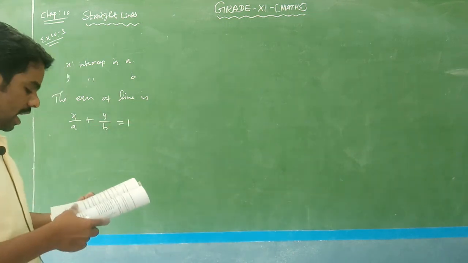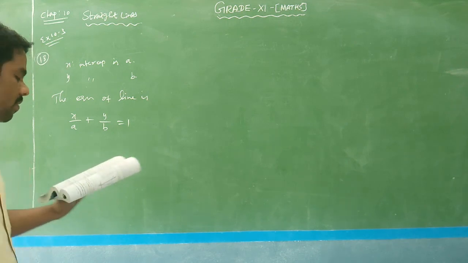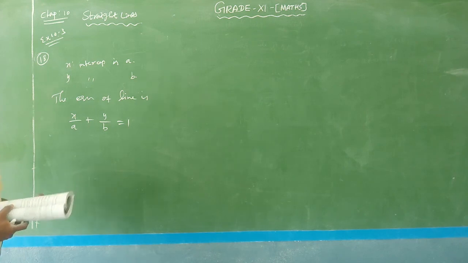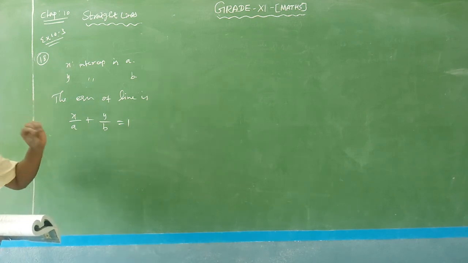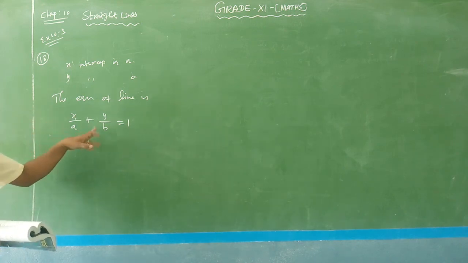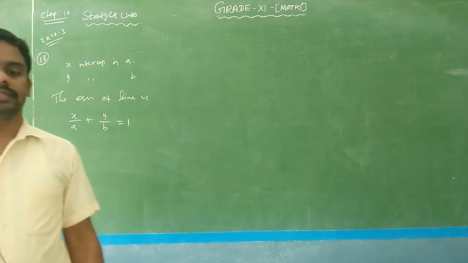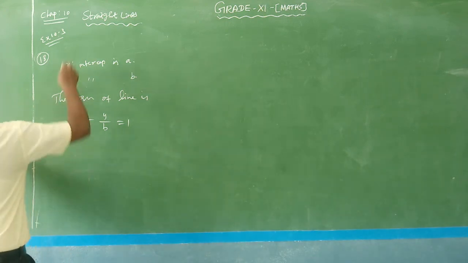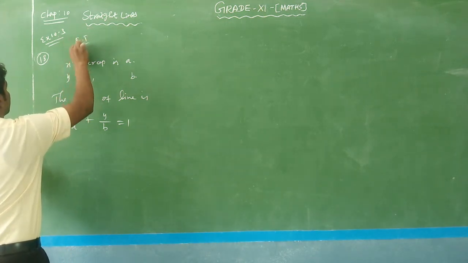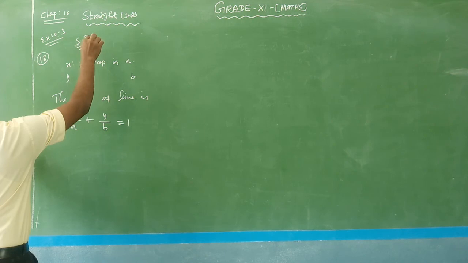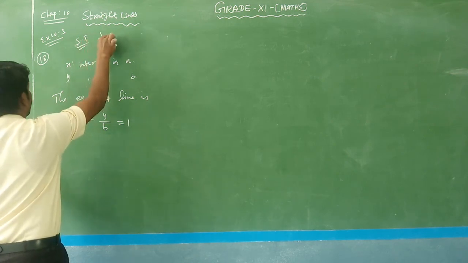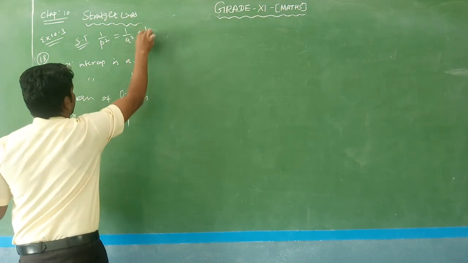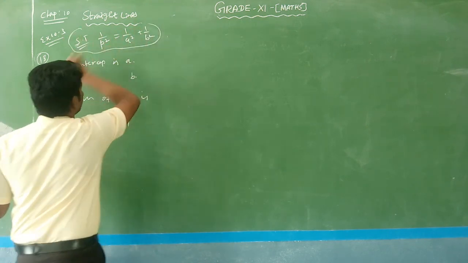And p is the length of the perpendicular from the origin to this line. p is the perpendicular distance from the origin (0, 0) to the line x/a + y/b = 1. Then we need to show that 1/p² = 1/a² + 1/b².